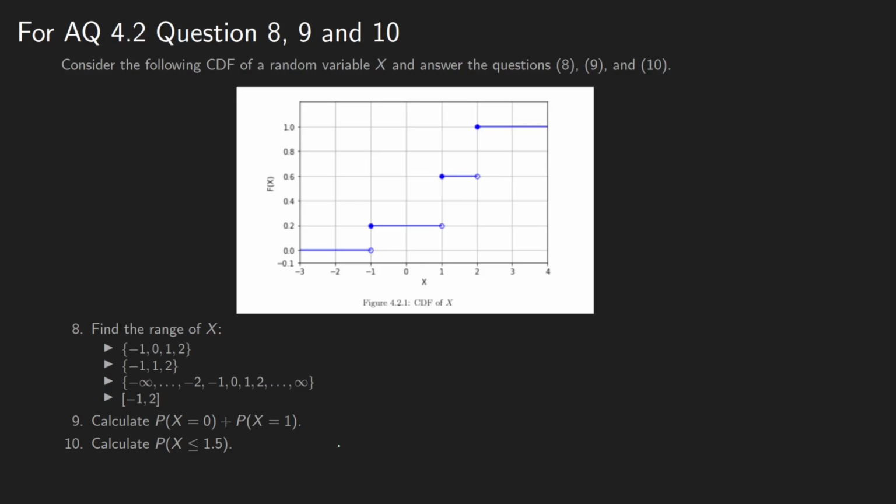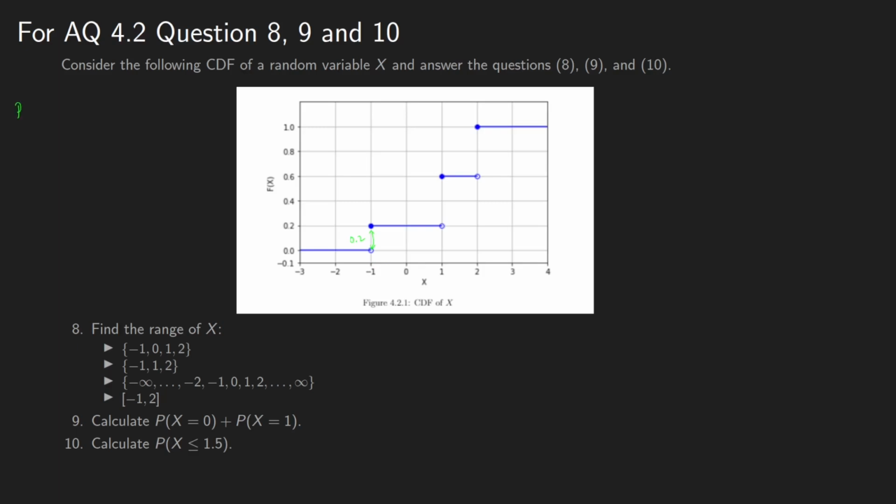As you know, the range of x will consist of all the points which x can take with non-zero probabilities. And at those points, if you see the graph of the CDF function of x, you will find a jump in the CDF because it is a discrete random variable. Before minus 1, the value of the CDF function is equal to 0. But exactly at minus 1, there is a jump, and by what amount does it jump? It jumps by 0.2. So it means minus 1 is one of the values that is taken by x.